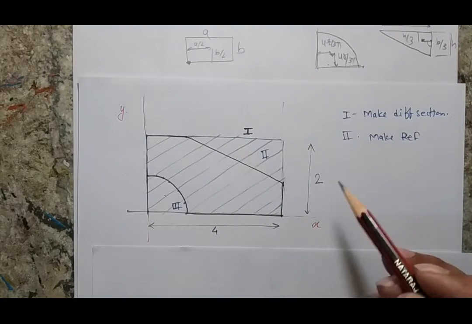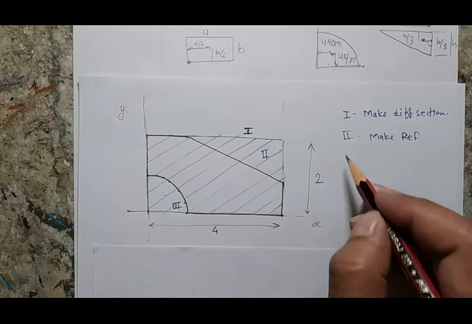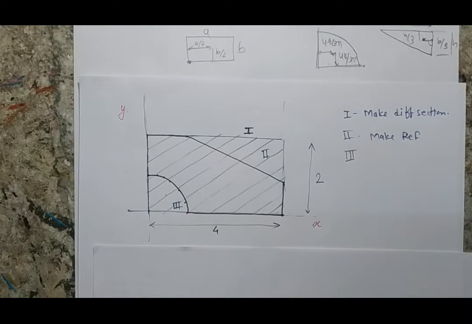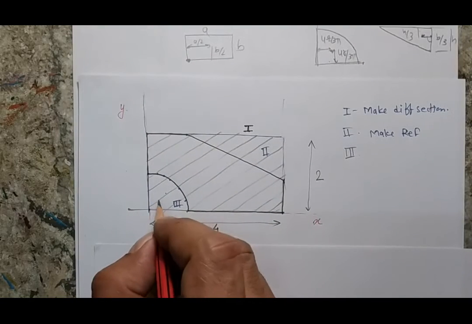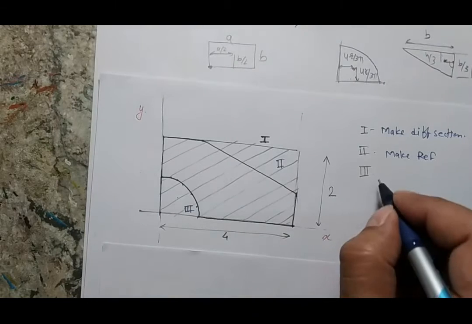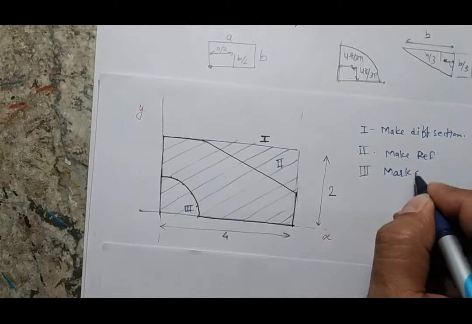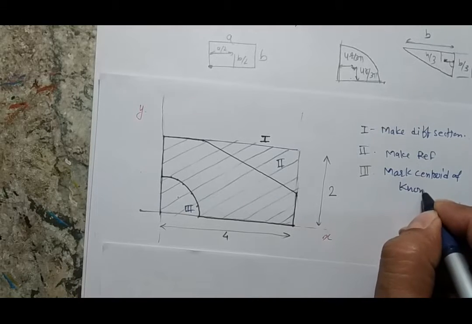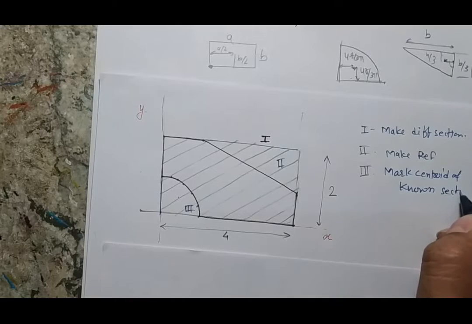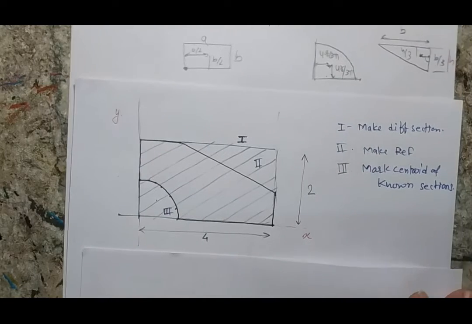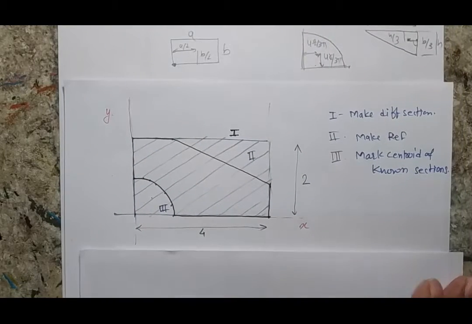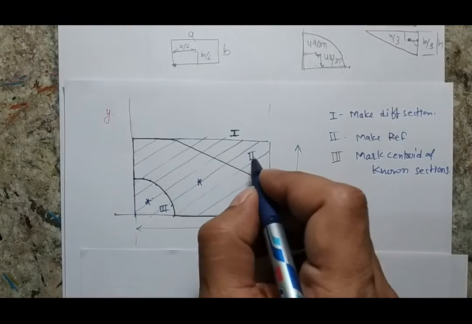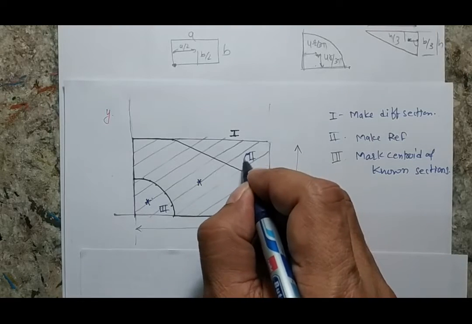So now I have made the references. The third step which I generally ask the student to do, when you have made a complete figure, is to mark the centroid of the different known sections. So now I can identify the centroids. One of my centroids will be here, the second centroid will be here, and the third centroid will be somewhere here.